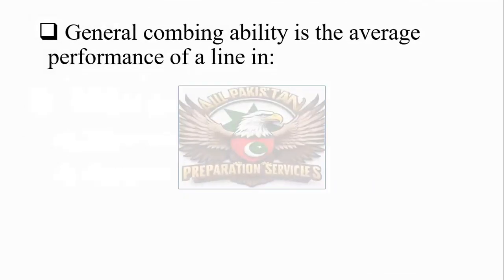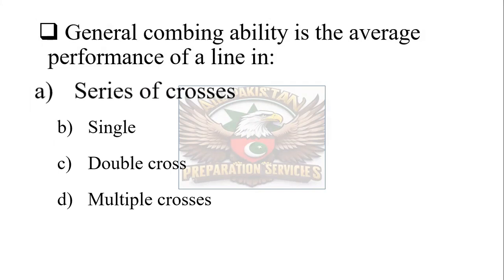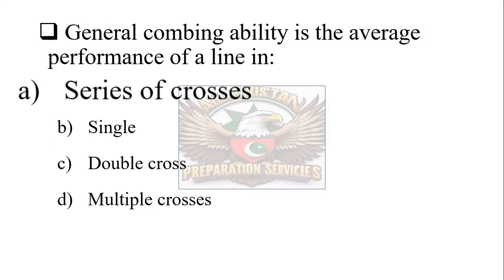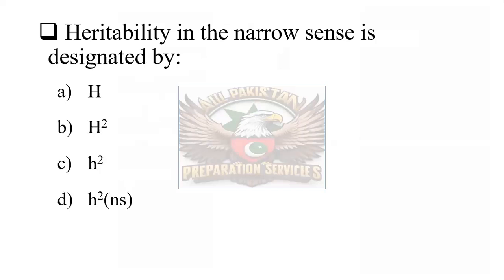General combining ability is the average performance of a line in series of crosses, single cross, double cross, or multiple crosses, and the correct one is series of crosses. General combining ability is the average performance of a line in series of crosses. Our next question, heritability in the narrow sense is designated by capital H square, small h square, or H square, or ns, and the correct one is small h square ns.